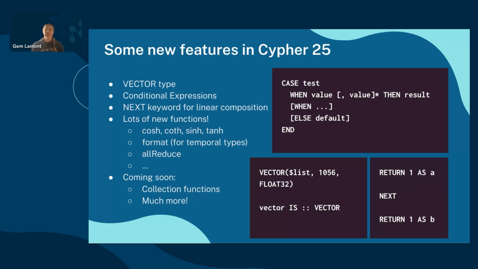And then we have a whole lot of new functions, trigonometric functions. We have a new format function, which is quite nice. This is for temporal types. The format function allows you to print your temporal types as strings, but you can pass in your own pattern. And we also have the opposite of this. For all the temporal types, you'll also be able to pass in a string representing your temporal type and say which pattern is available. We have the new reduce function.